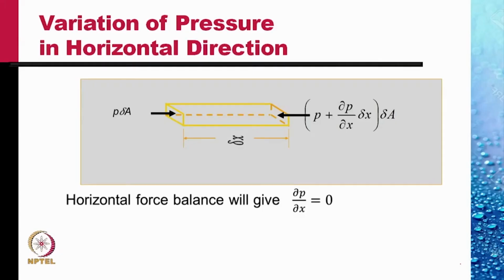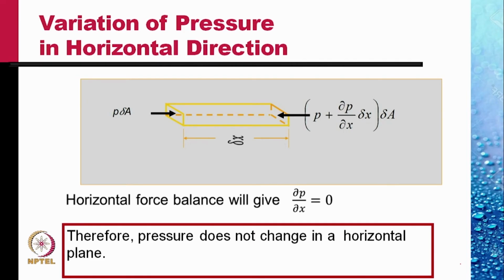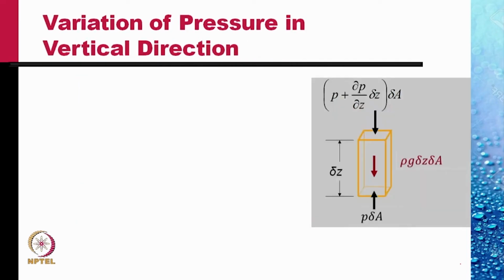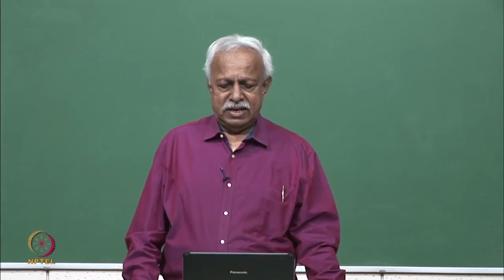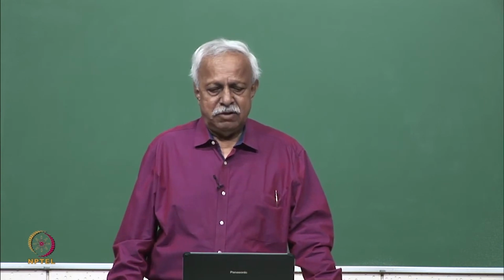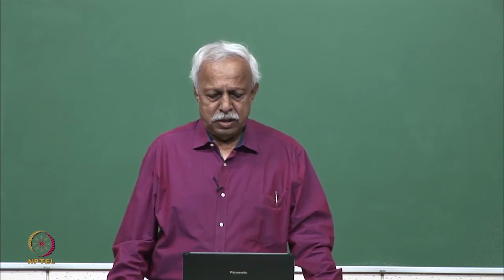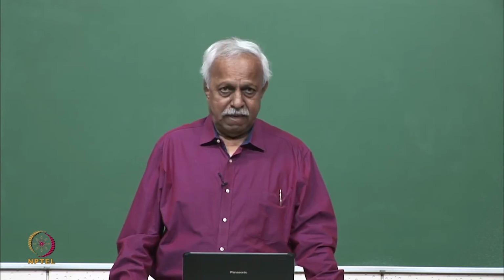Let us see what is the variation in the vertical direction though. Let's consider this element in a stationary fluid in the vertical direction. Let the length of this element be delta z, and the two pressure forces are shown. On the lower face, it is P delta A upwards, and on the upper face, it is downwards, and we use Taylor's expansion to find the pressure force.